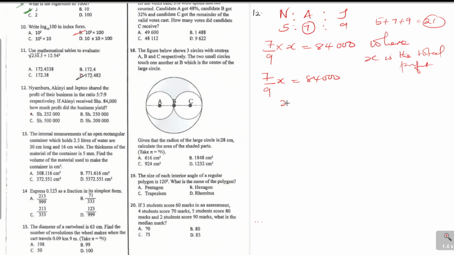So what about x? You multiply both sides of this equation by the reciprocal of the fraction, in order to remain with x. So you get x is 84,000 times 21 divided by 7. And this one is going to give... I made a mistake. No.